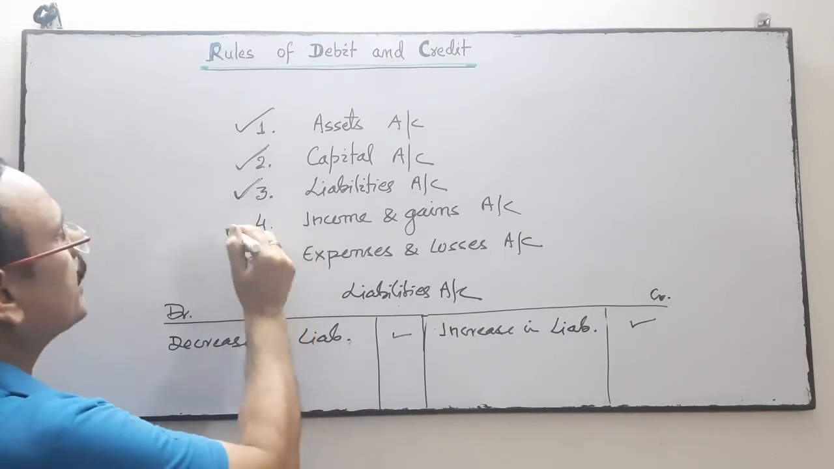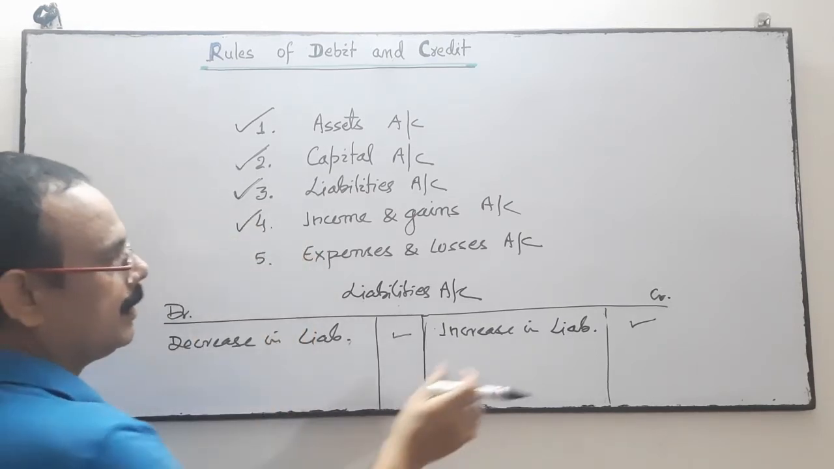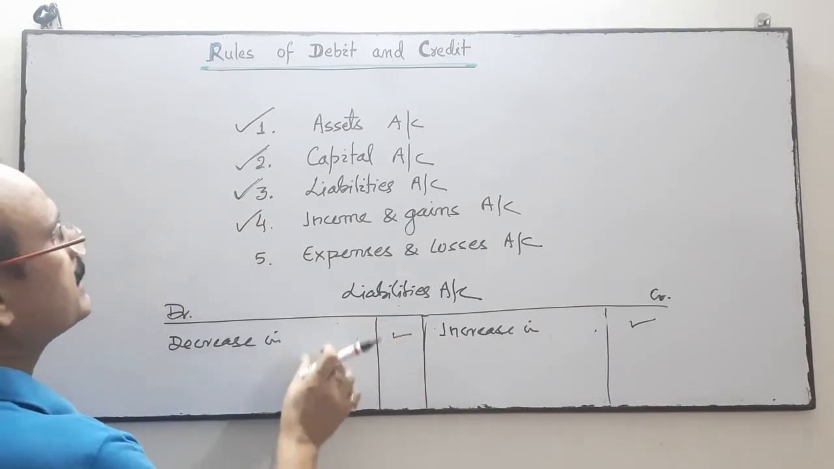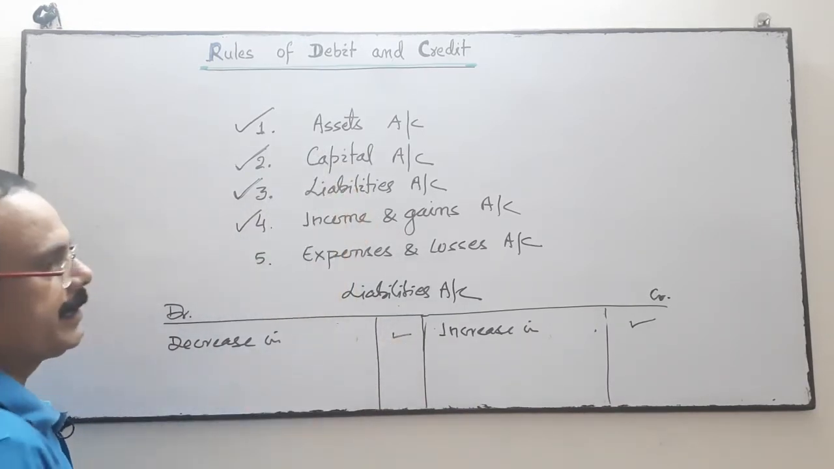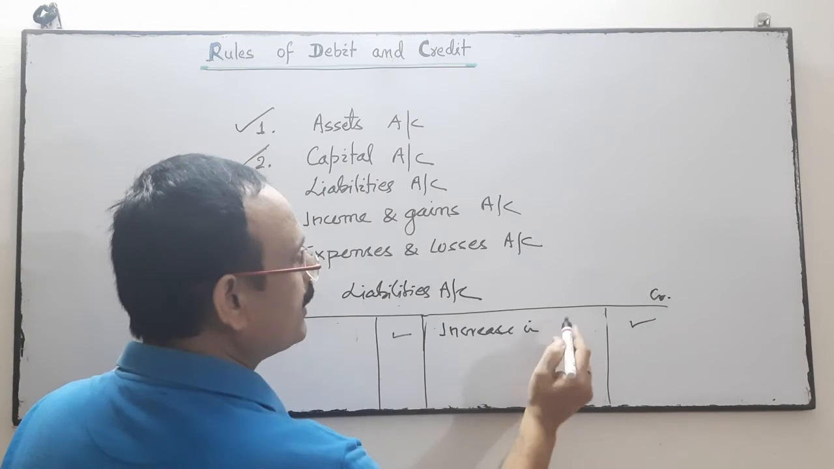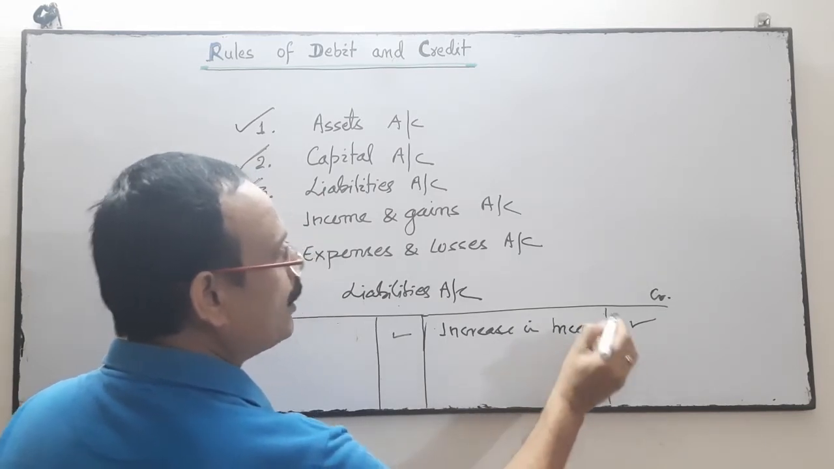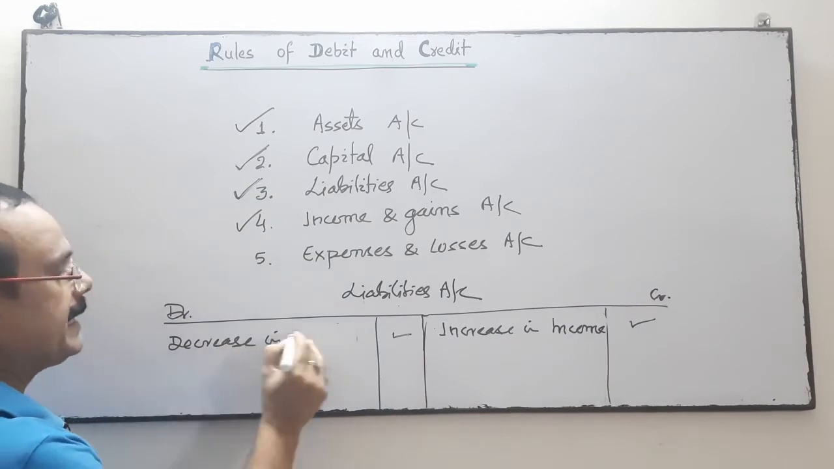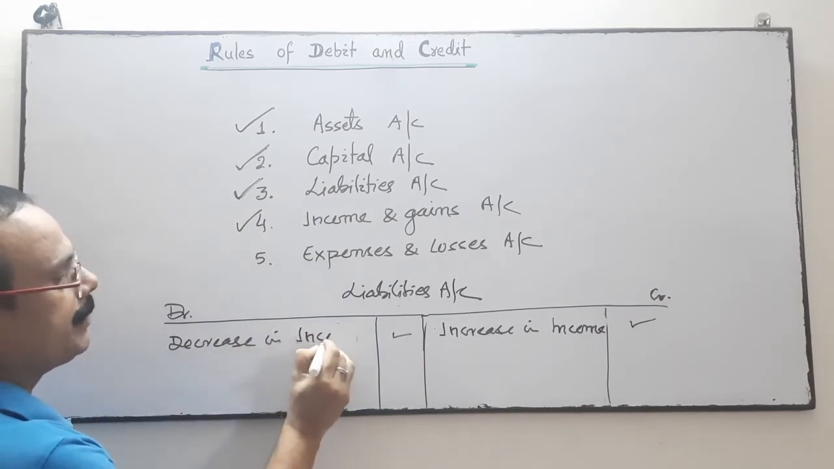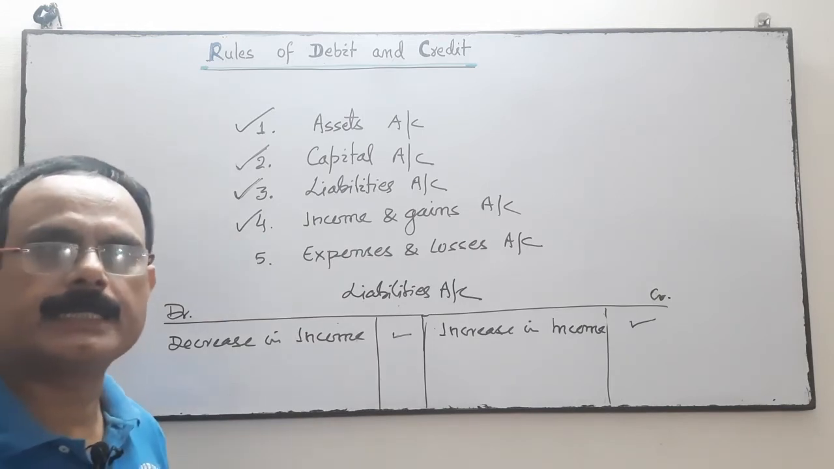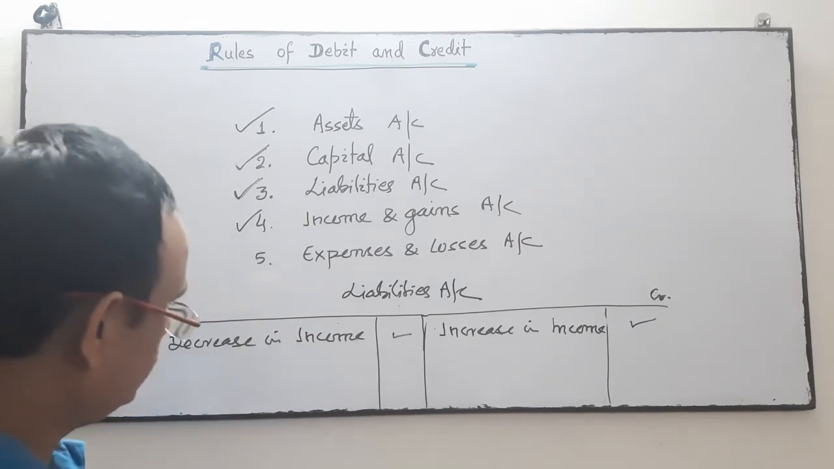Now come to the income and gains. The rules for income and gains are also the same as for capital and liability. Increase in income will be credited, and decrease in income will be debited.